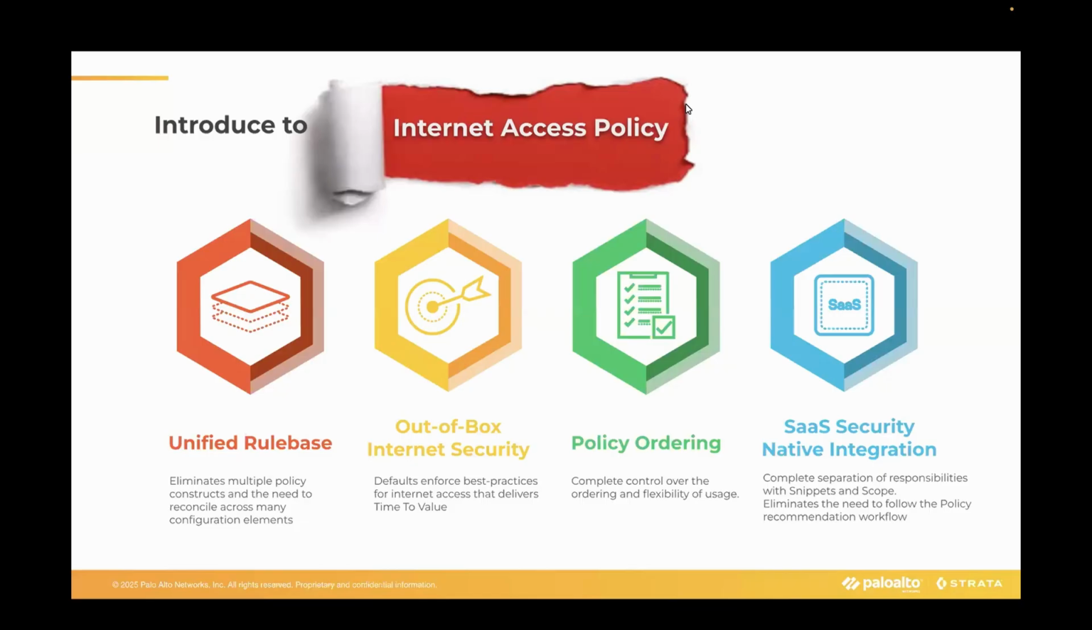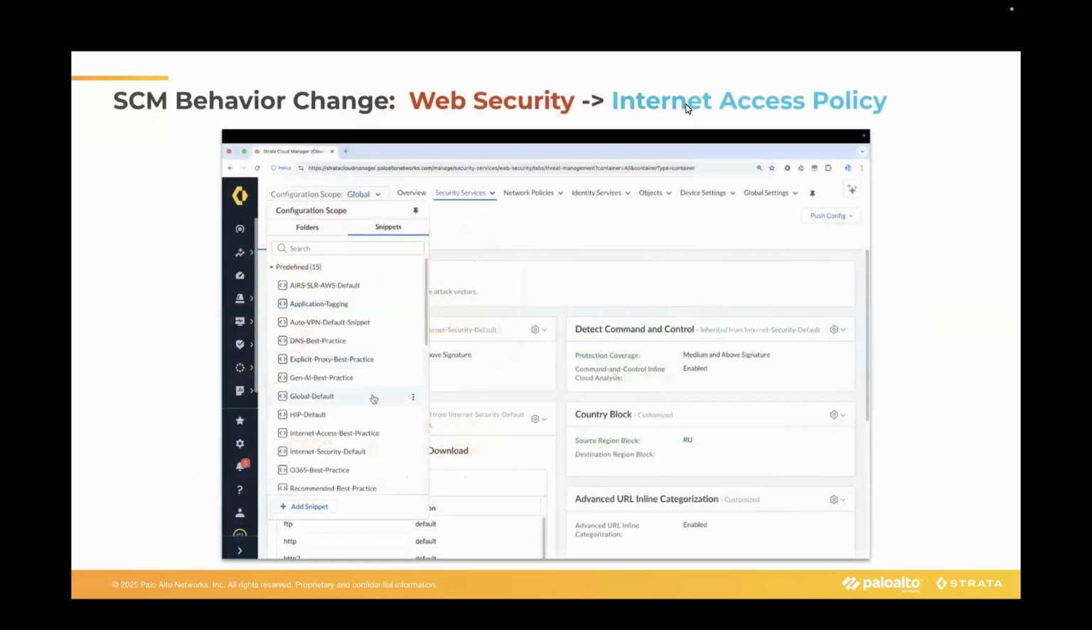Last but not least, SASE security is natively integrated. So in the internet access policy, we can control the SaaS security and the sub-function, the sub-application function behavior. Users don't need to have the SaaS security license to be able to configure the internet access policy with the same App-IDs supported by SaaS security.